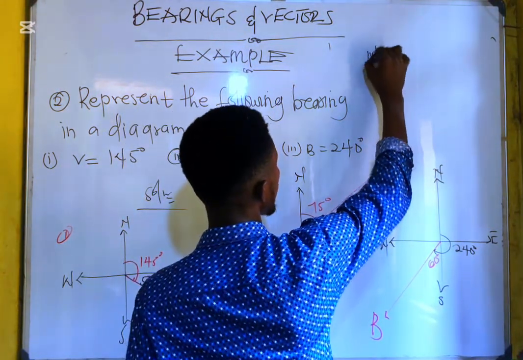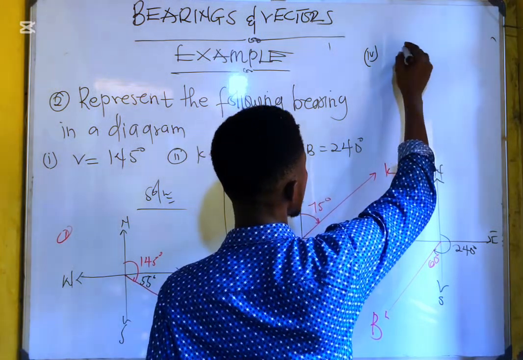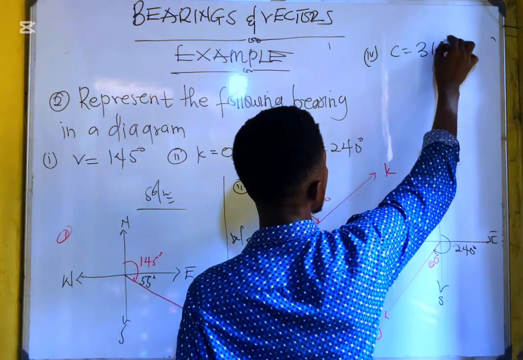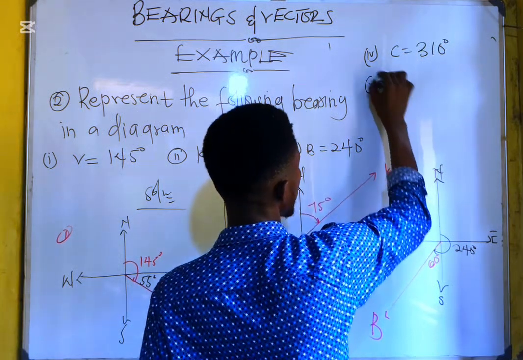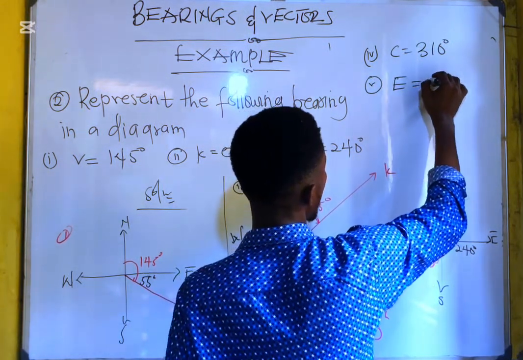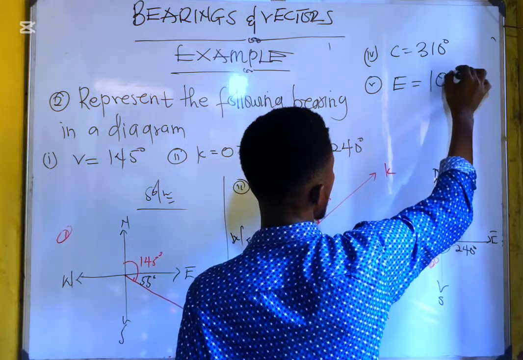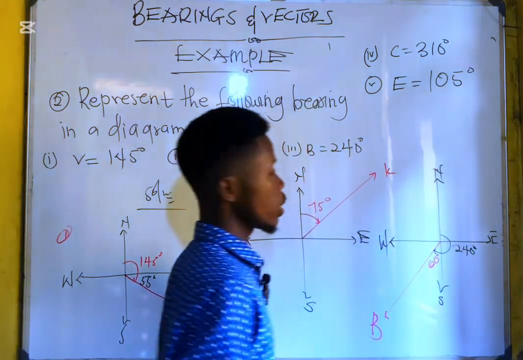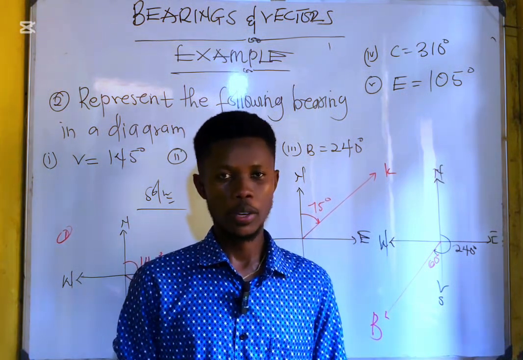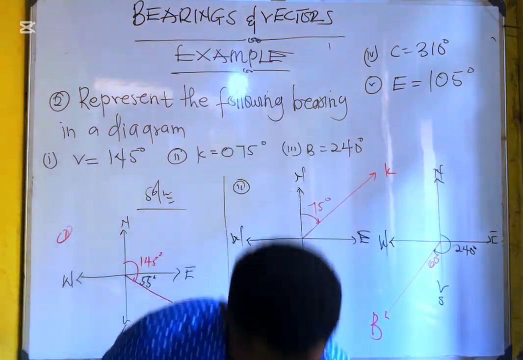So you can try this one. Let me name it IV. You can try, let's say, C equals 310 degrees and E equals 105 degrees. So you can try this, okay, to see if you understand what you are doing. Very good.